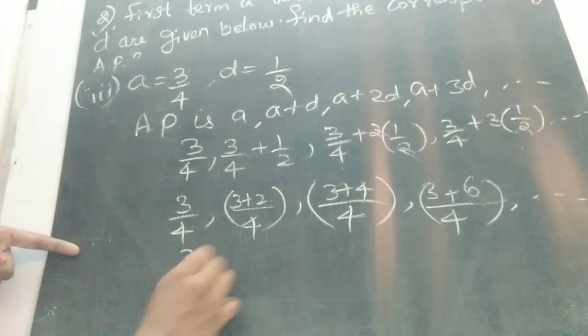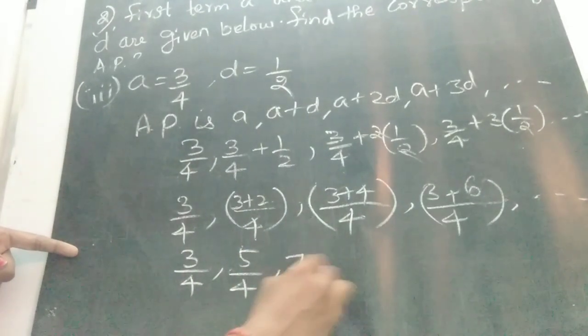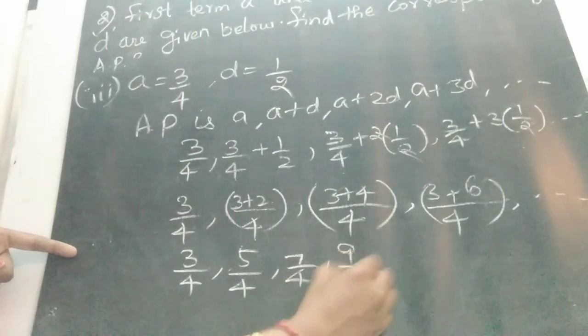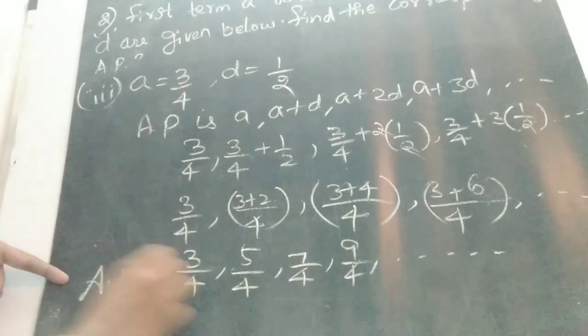So the first term will be 3 by 4. The second term will be 5 by 4. The third term is 7 by 4. And the next term is 9 by 4. It goes on like this. So this is the AP.